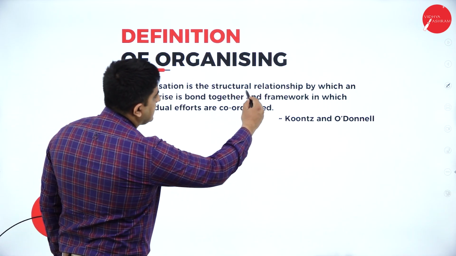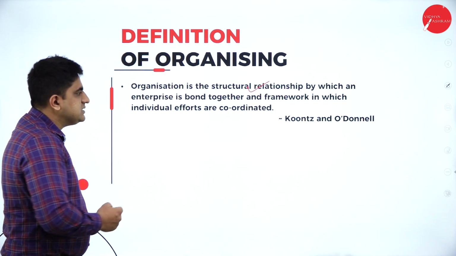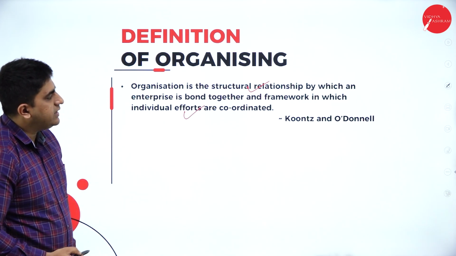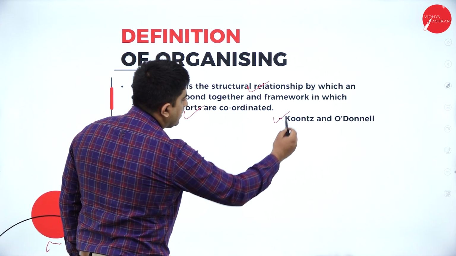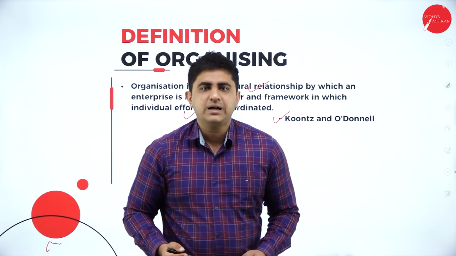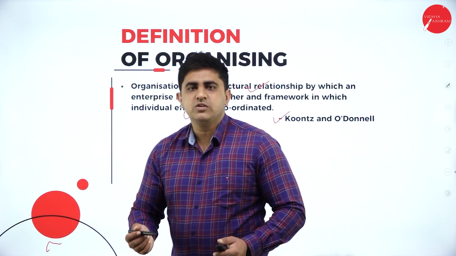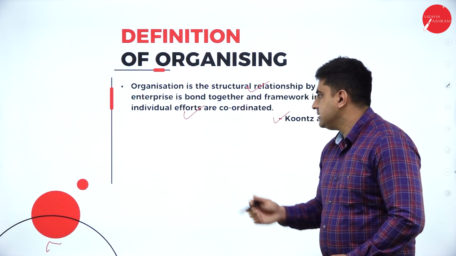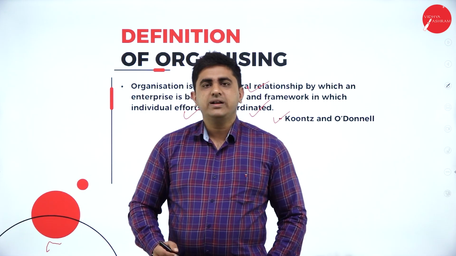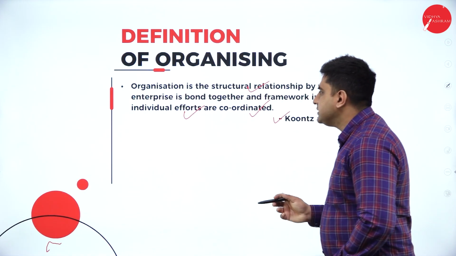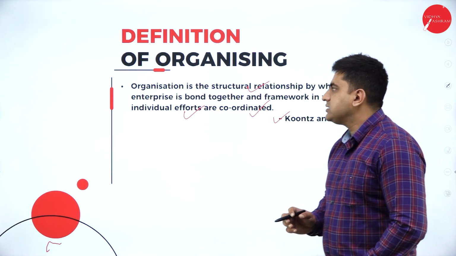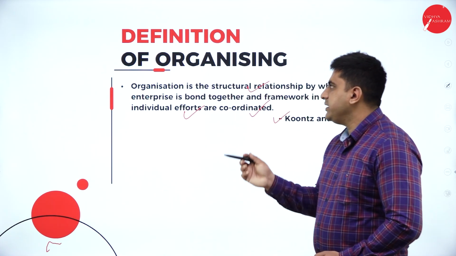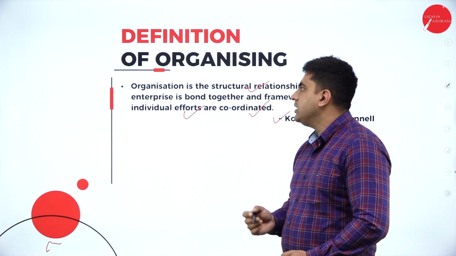Organization is the structural relationship by which an enterprise is bound together and framework in which individual efforts are coordinated. It is given by Knudsen O'Donnell. So you're making different departments, and these departments will come out with certain individual tasks, and finally you are coordinating those tasks to achieve your organization goals. What is your organization goal? Your organization goal is to come out with a good quality product, so that everything is organized and the good quality product is produced. This is the definition of organizing.